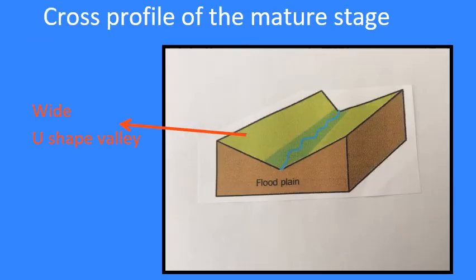Here we are looking at the cross profile of the mature stage of the river valley. This shows us that not only is this river valley very much wider, but it is U-shaped. And here again, I'm trying to show you how this valley creates this U-shape, somewhat different to the V shape of your young river valley.